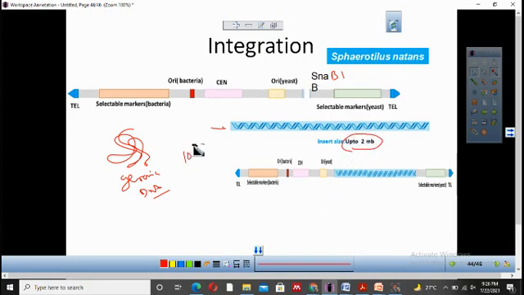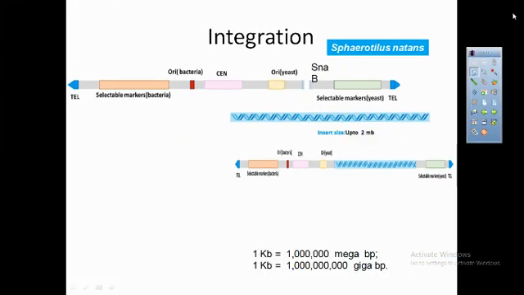You can see the insert is 2 megabase, which means 2 into 10 to the power 6. You can see what an enormous size of DNA this is. This DNA gets inserted at this very site, and it forms a structure like this. You can see the telomere, the selective marker, the ori for bacteria, the CEN, the ori site, then the DNA insert, then again the selective marker, then the telomere. So this becomes the linear chromosome, and now it is ready to be introduced into the yeast cells.